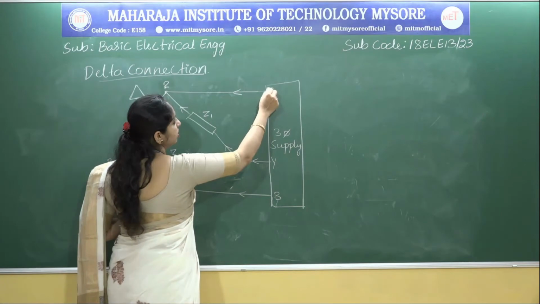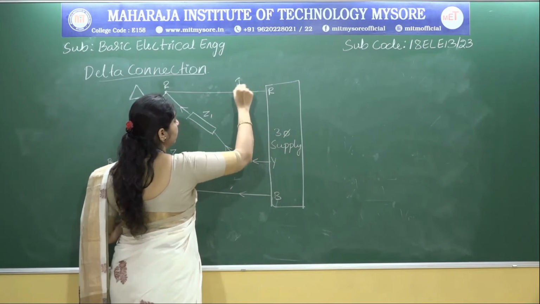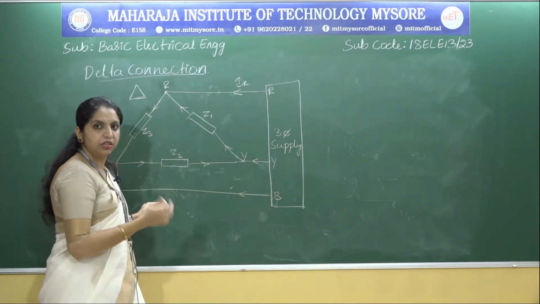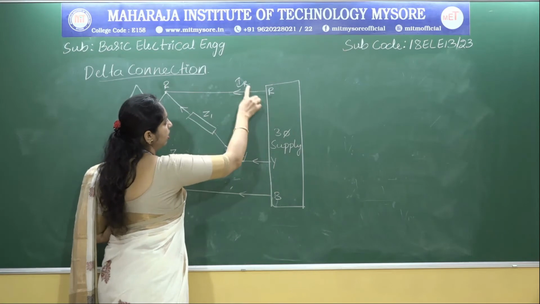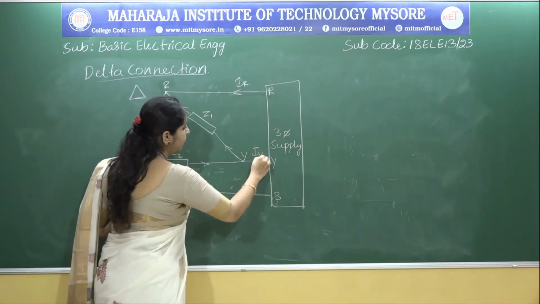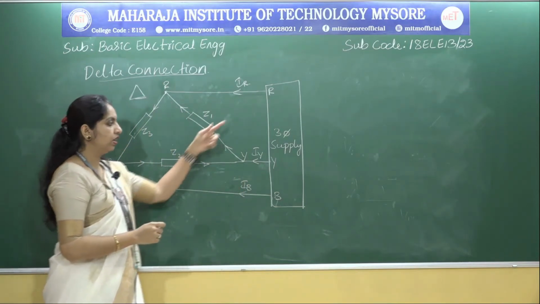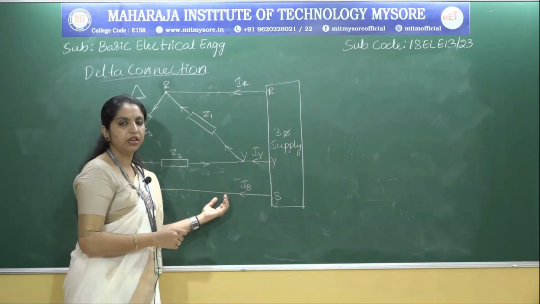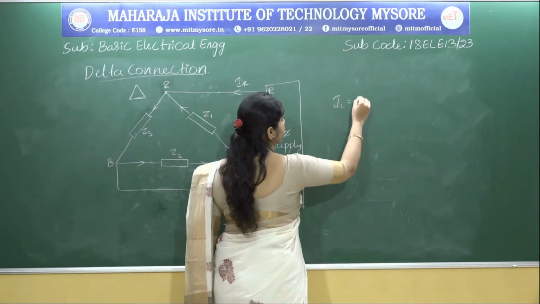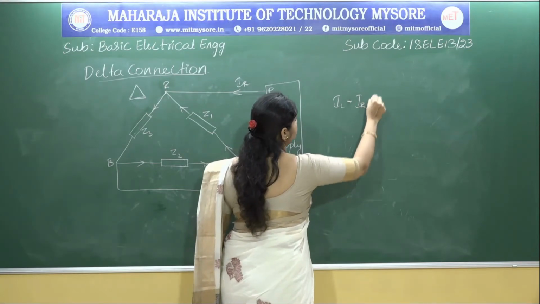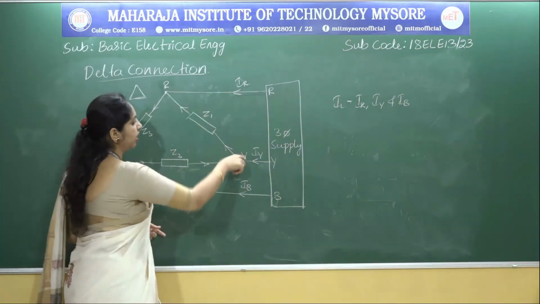Now the current from the line R is named as IR, as I have already discussed in the previous topic. The current which is considered from this line R is named as IR, and similarly we have IY and IB. So there are three currents. Remember, the currents which are considered from the lines are called line currents. So IL, the line currents, are IR, IY and IB. So these are the line currents.